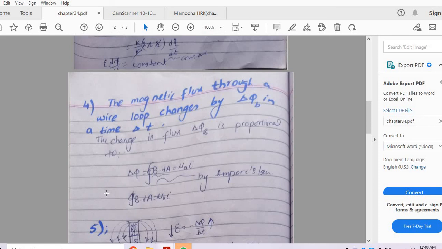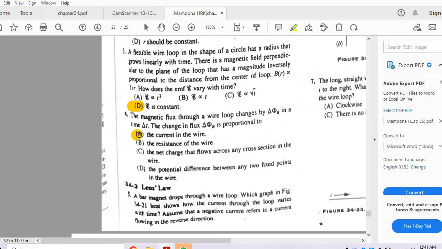And by using Ampere's law, we know that the closed integral of B dot dA is equal to mu naught I. So magnetic flux is equal to the flow of current. So option A is the correct option.